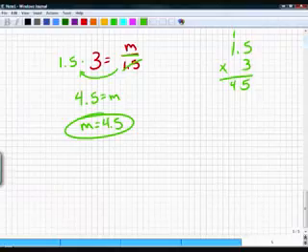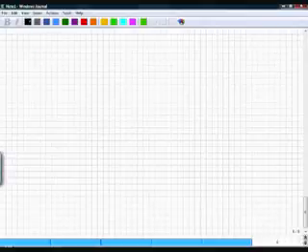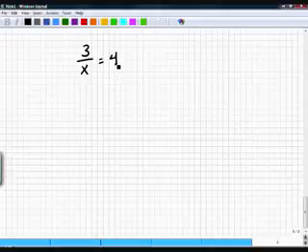I want to go one step further and kind of clear up something that might confuse you down the road. Look at this problem. 3 divided by x equals 4. You're trying to get x by itself. But you have not x divided by 3, you have 3 divided by x. I don't think there's going to be one on your homework like this, but I do want to show it to you because I kind of want you to know how to solve these.